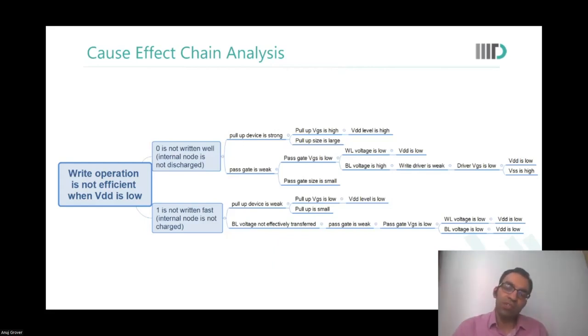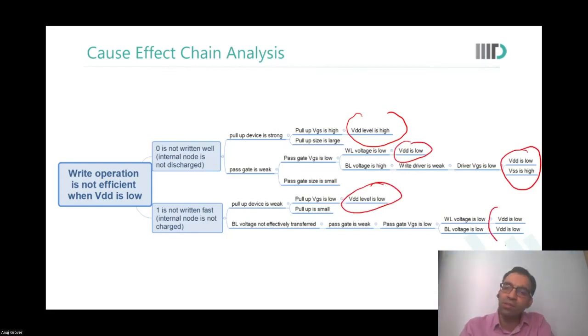Why is the pull-up device very strong? We say the pull-up device is strong because the control VGS is very high or the size of the pull-up is large. And the pass gate is weak because the pass gate control signal VGS is low or the pass gate size is small. So this way we go and identify what could be the reason. We stopped when we reached something like VDD is high, VDD is low and all that.